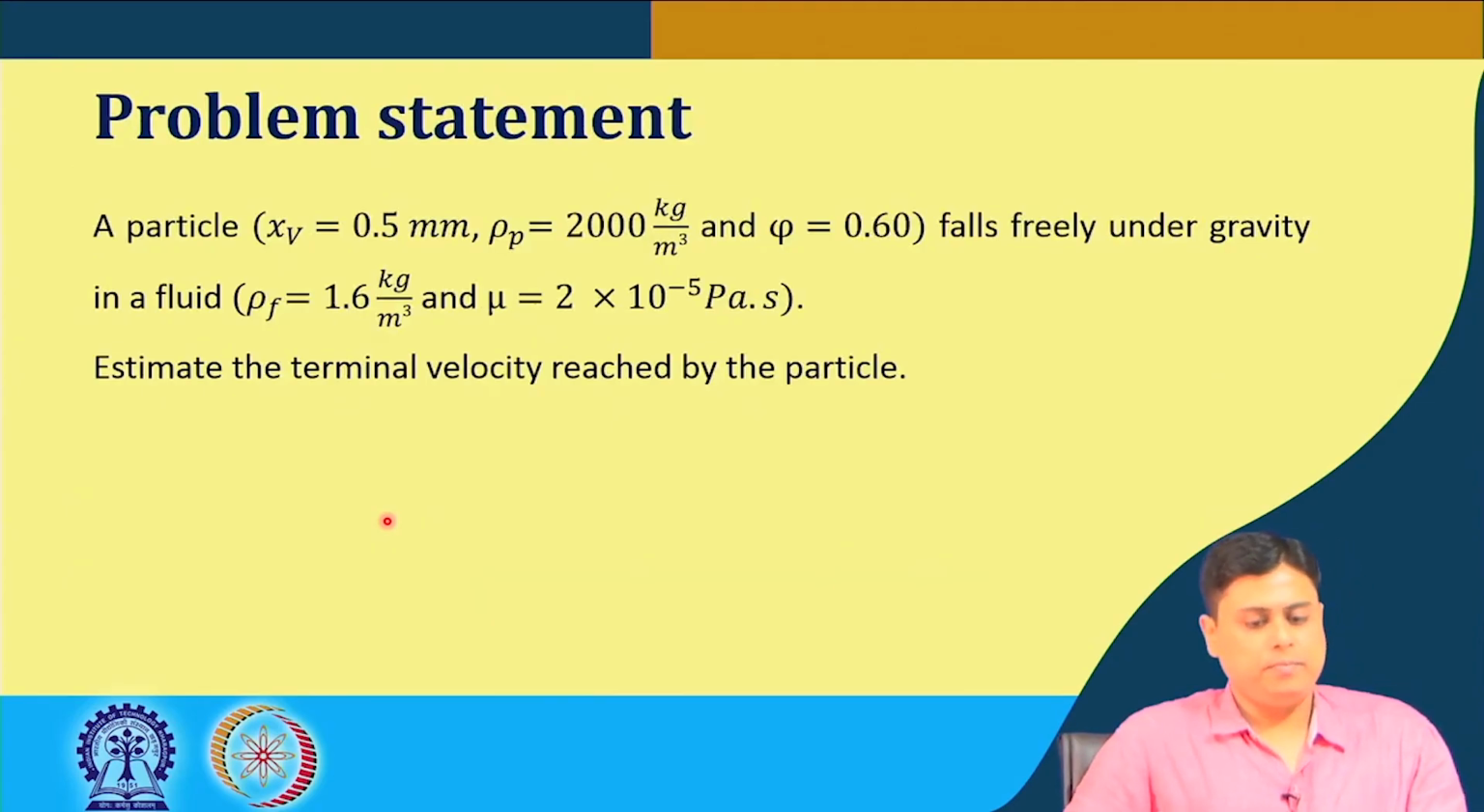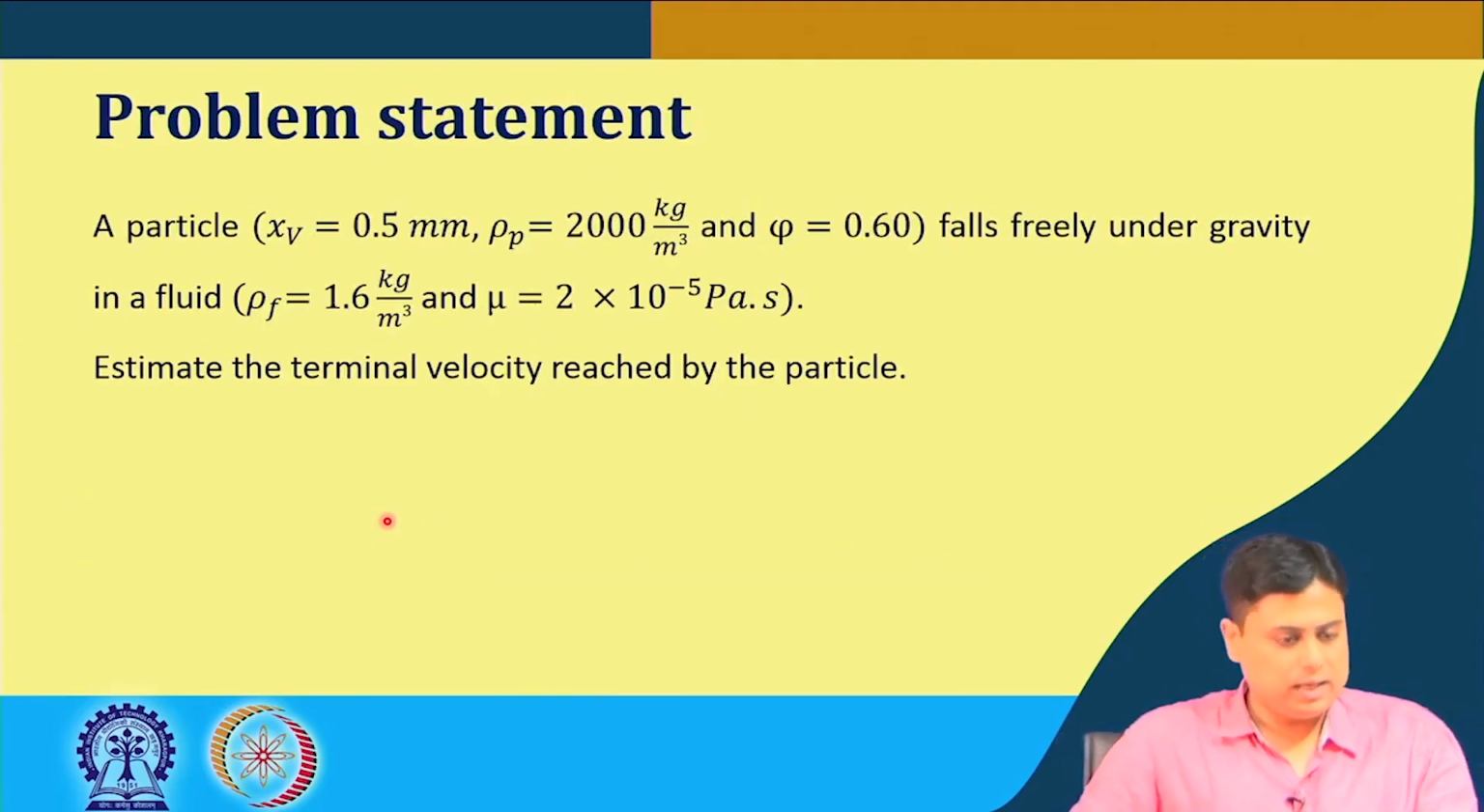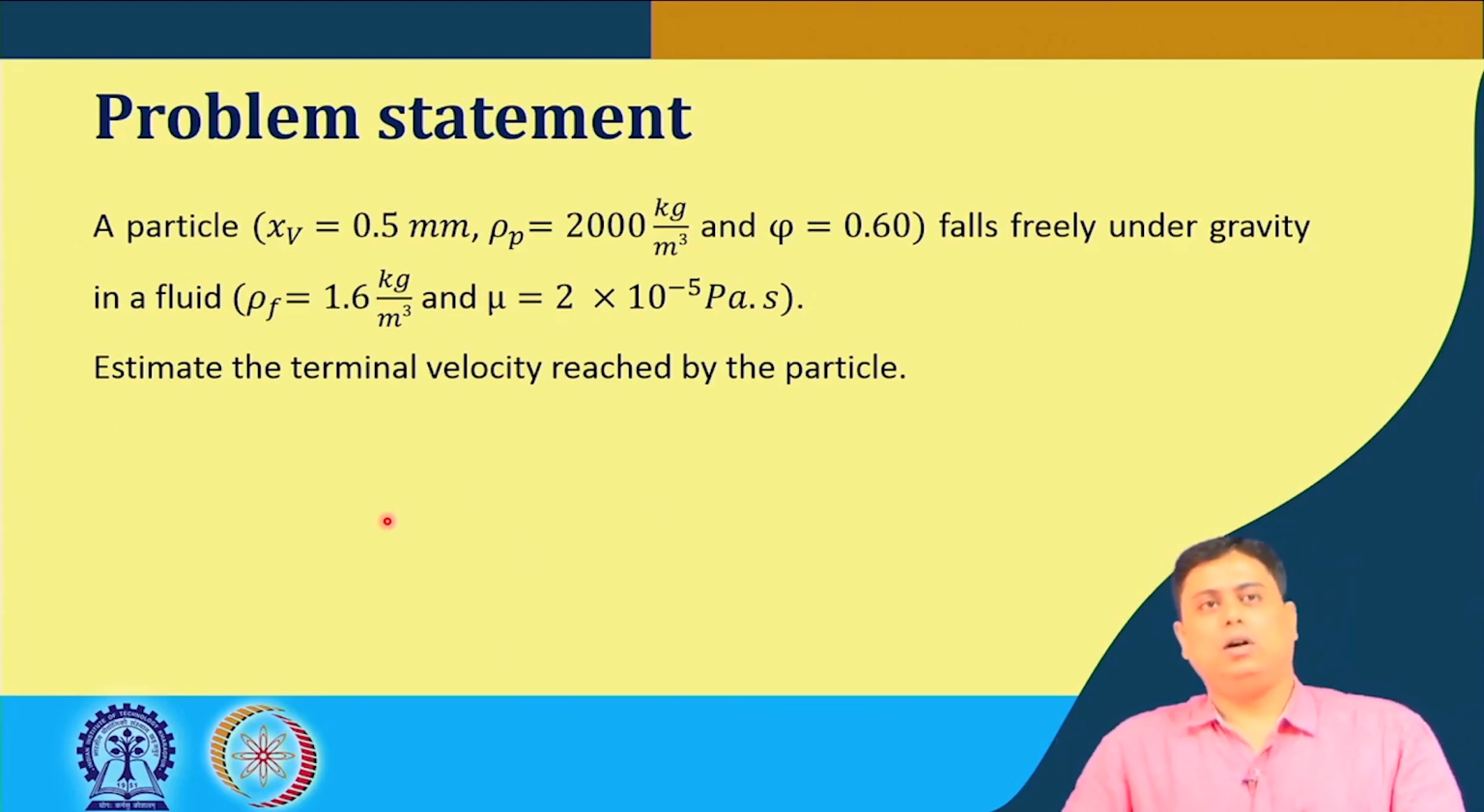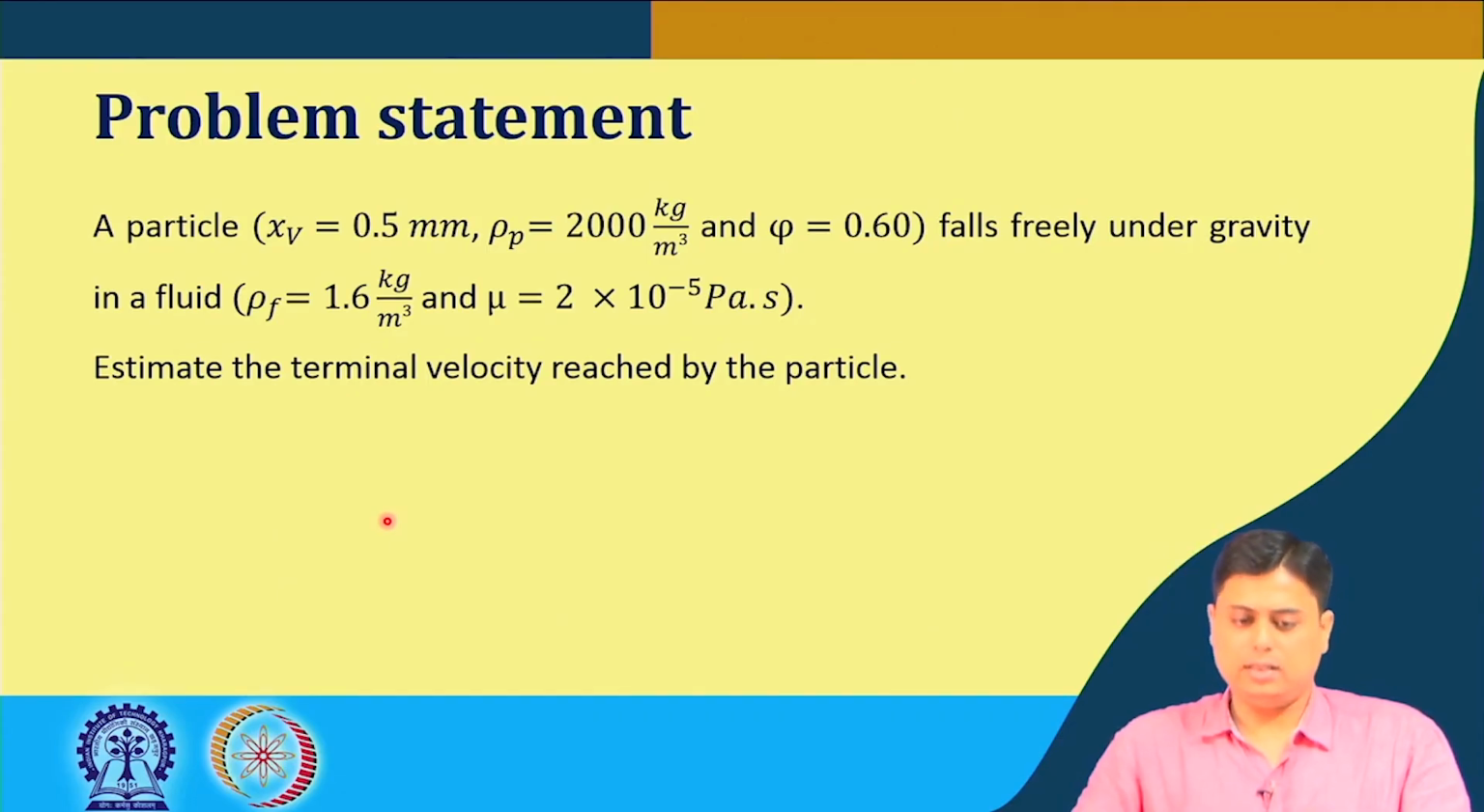In this problem, we have a different scenario. We have a particle of known size, density and sphericity that falls freely under gravity in a fluid of known density and viscosity. The question is, what is the terminal velocity reached by the particle? In the previous problem, we solved for the size given a terminal velocity. In this case, we are solving for the terminal velocity when all the other parameters are known, except the falling region, the freely falling region, which is also unknown.